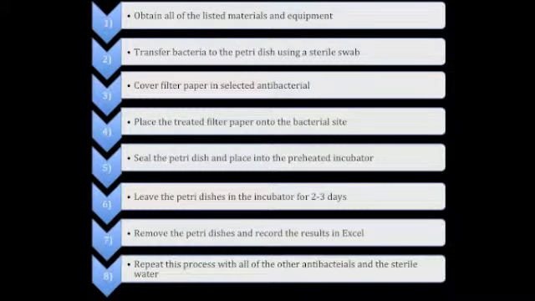To begin this experiment, you will first need to obtain all of the listed materials and equipment. You will then need to transfer the bacteria to a petri dish using a sterile swab. Next, you cover the filter paper in the selected antibacterial and place the treated filter paper onto the bacterial site. Then seal the petri dish and place it into the preheated incubator. You will then need to leave the petri dishes in the incubator for 2 to 3 days to allow them to fully grow. Once you have done this, remove the petri dishes and record your results in Excel.